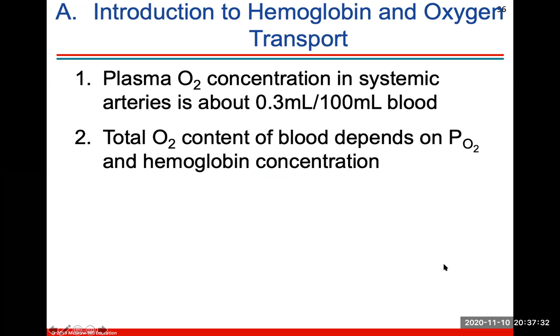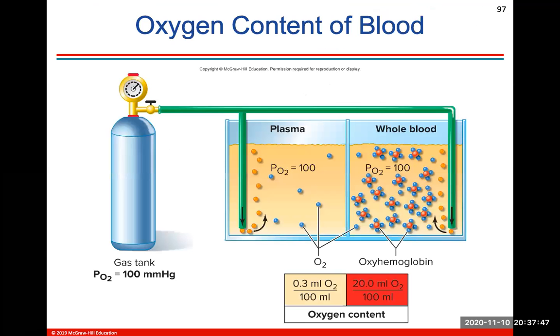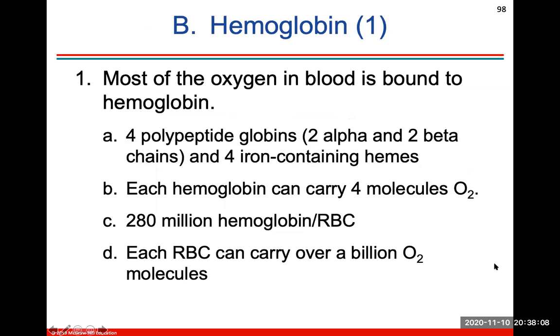So, hemoglobin and oxygen transport. The plasma oxygen concentration in systemic arteries is about 0.3 milliliters per 100 milliliters of blood, and the total oxygen content of blood will depend on the partial pressure of oxygen and the hemoglobin concentration. This just shows how plasma and the partial pressures of oxygen work, and how oxyhemoglobin will be more saturated with oxygen in whole blood rather than in plasma. So your oxygen is more being carried or taken up by the hemoglobin in your red blood cells.